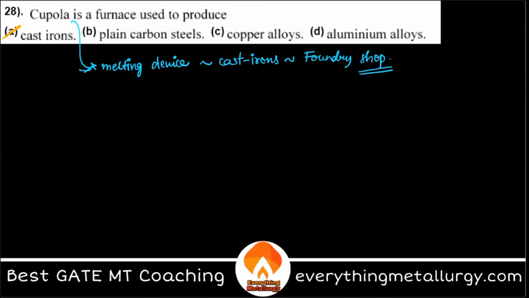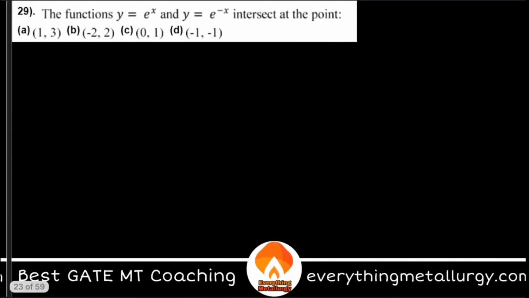The diameters will usually be about 10 feet, a maximum of 10 feet. Okay, so this is about the cupola. A cupola furnace is a simple shell furnace used to melt cast iron. Okay, now moving on to the next question.